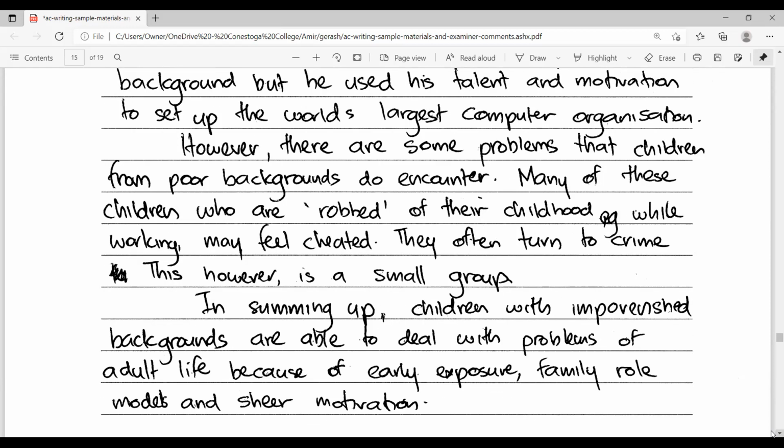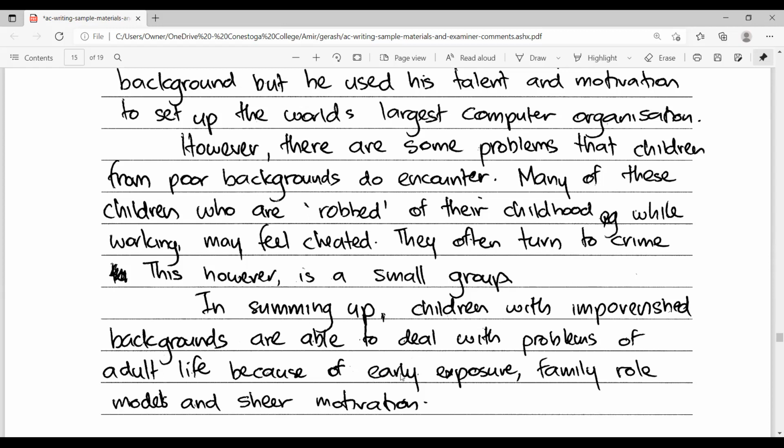And in summing up, "children with impoverished backgrounds are able to deal with problems of adult life because of early exposure, family role models, and sheer motivation." A very good conclusion and summary, as you can see. Three reasons were mentioned in three paragraphs to support agreement. Deal with problems of adult life because of early exposure.